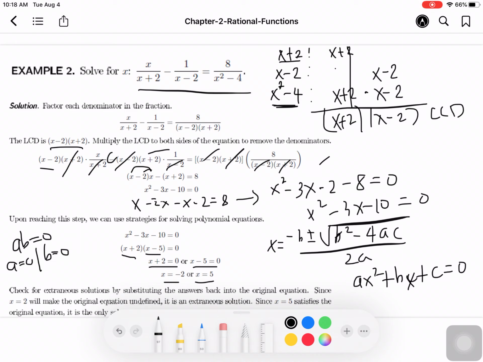Then check for the extraneous root. Okay, then you substitute. Take note that we have x plus 2 in the denominator. If you substitute x as negative 2 here, negative 2 plus 2 is 0. So this will become undefined. So meaning negative 2 is an extraneous root. And if you substitute 5, now you will see that 5 satisfies the equation. Okay?